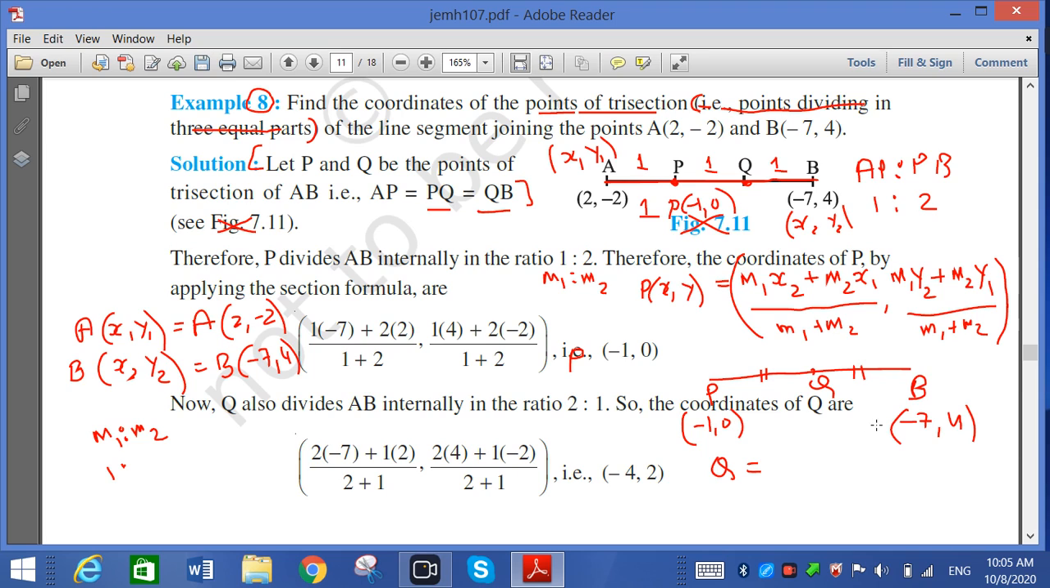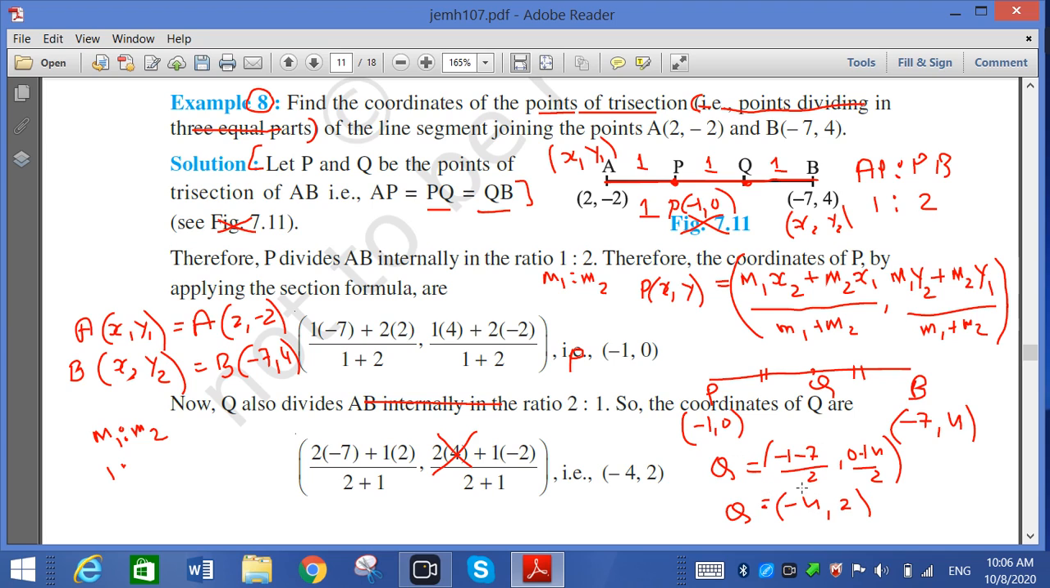So minus 1 minus 7 by 2, comma 0 plus 4 divided by 2. So minus 8 divided by 2, that is minus 4. 0 plus 4 divided by 2, that is 2. So the coordinate of Q is minus 4 comma 2. Don't do it this way. It is easy: Q is the midpoint of PB, minus 4 comma 2.